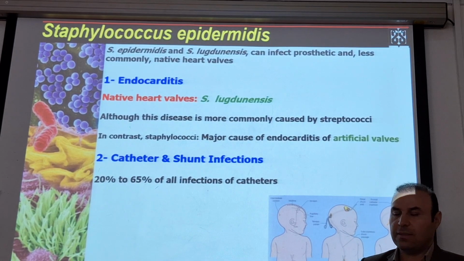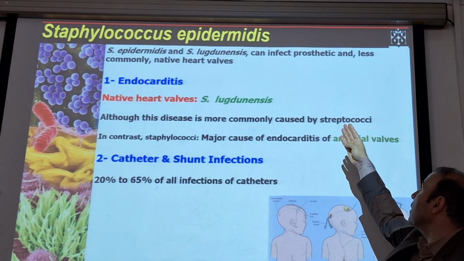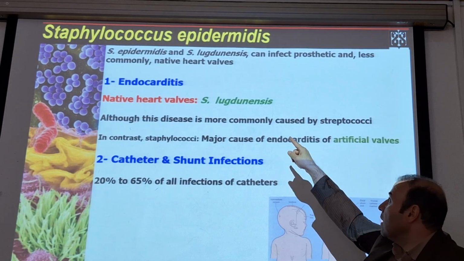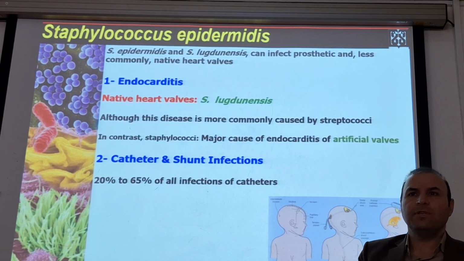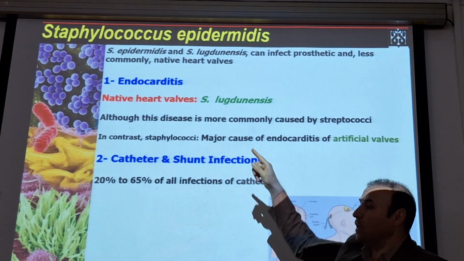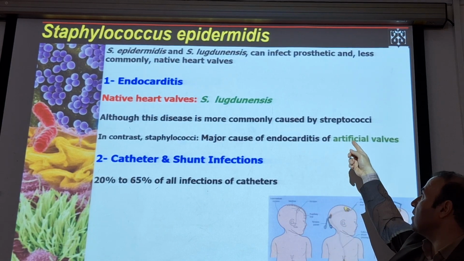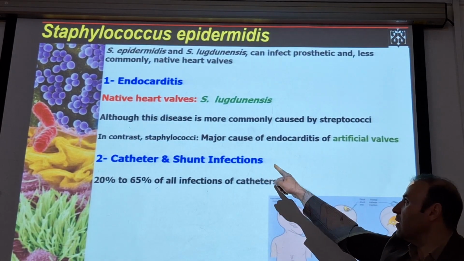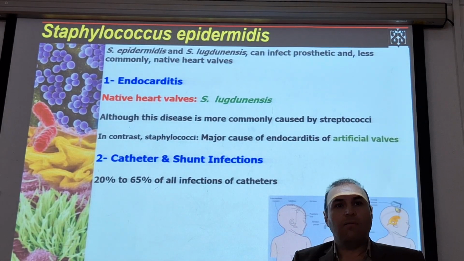Staphylococcus epidermidis and lugdunensis can infect prosthetic and less commonly native heart valves. Staphylococcus lugdunensis is a species of Staphylococcus that is responsible for native heart endocarditis, although this disease is more commonly caused by Streptococcus. In contrast, Staphylococcus are a major cause of endocarditis of artificial valves.